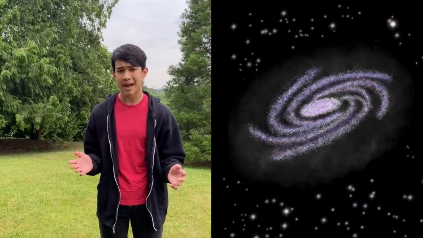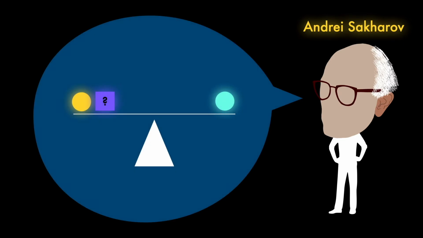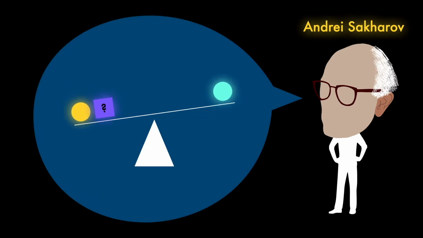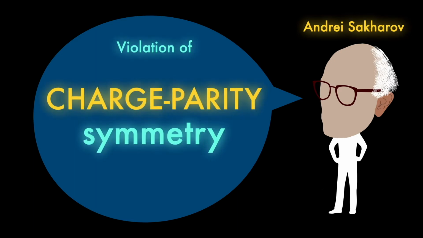But what caused this imbalance? How is it that we and everything around us even exist? In 1967, Russian physicist Andrei Sakharov proposed that generating the matter-antimatter imbalance would have required the violation of one of the universe's fundamental symmetries, known as CP, or charge parity symmetry.